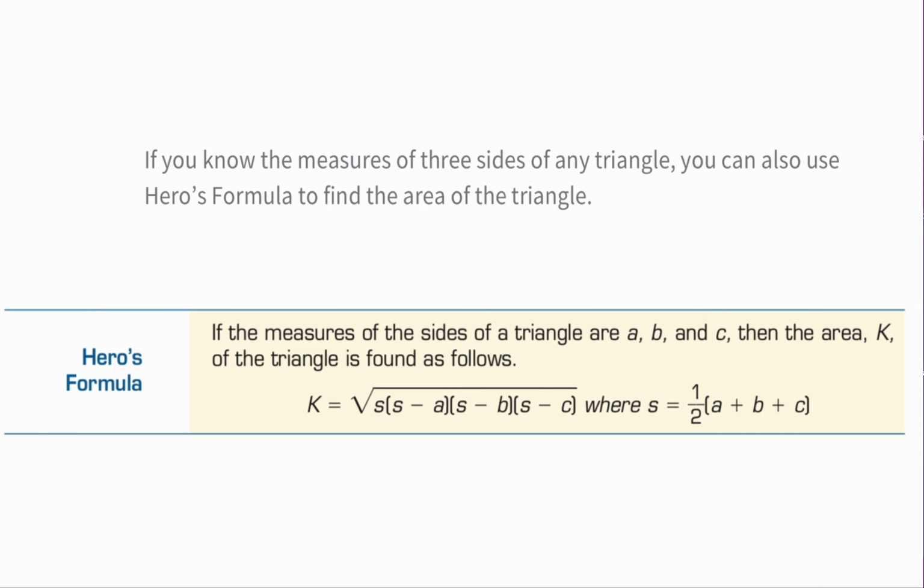There's also Hero's formula, kind of handy. If you know the measures of 3 sides of any triangle, you can find the area using this, which doesn't involve any trig. I assume it's derived somehow from the Pythagorean theorem, but I don't know exactly. Probably a proof in your book. So you find S as 1/2 of A plus B plus C, and then your area is the square root of S times S minus A times S minus B times S minus C.